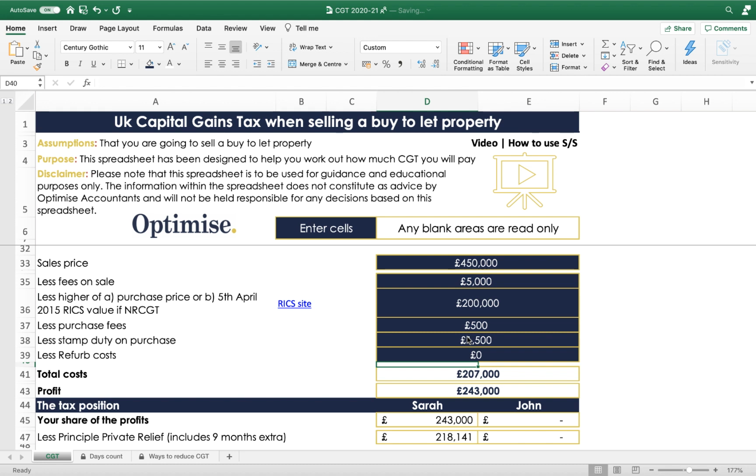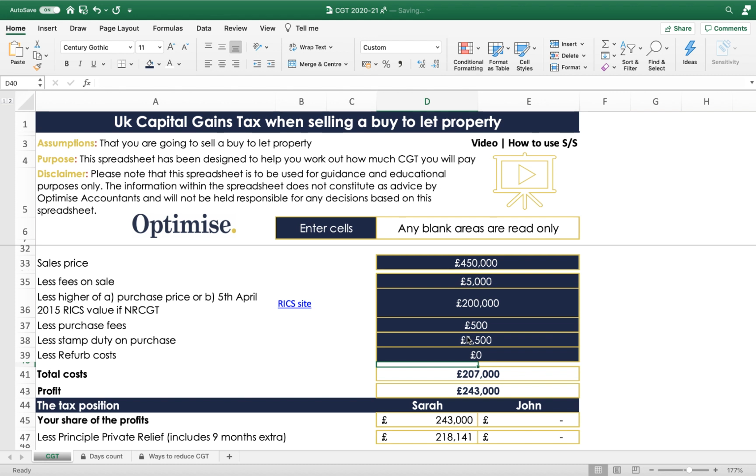Now, if you didn't put your refurbishment costs against your property income, which, why not? Because you would have got 40% tax relief as a higher rate taxpayer. But you then said, well, actually, we'll keep those costs for when you sell the property. And an example here would be if you extended that property.